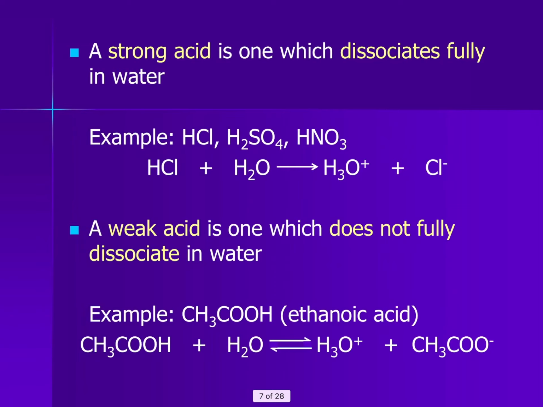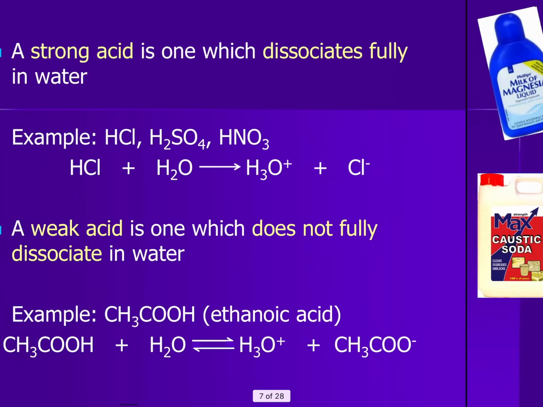At the bottom there, you can see the dissociation of ethanoic acid. Look at the arrow in the middle of the equation. It's a reversible reaction. It's a reversible arrow. And you would have a Ka value there now, which will tell you that the acid is weak.